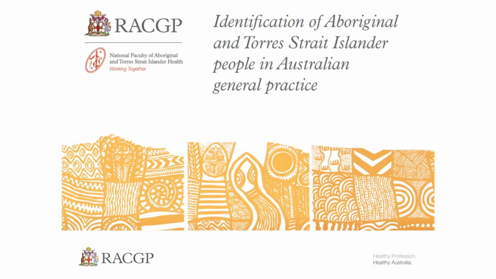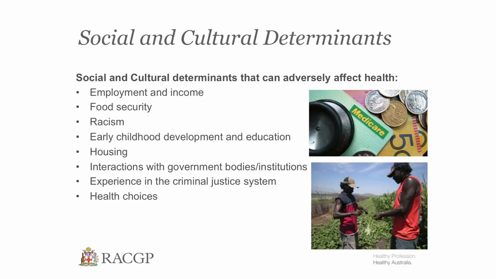So the link on that page, by the way, goes to this document, which is the college position paper on identification of Aboriginal and Torres Strait Islander people in general practice. There's been quite a lot of good research about this, and that summarises some of that and gives recommendations for use in general practice. So do have a look through that, and encourage your practice teams to look through that as well. So I've gone back to this slide again.